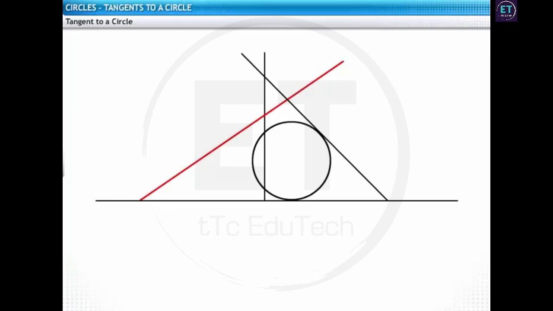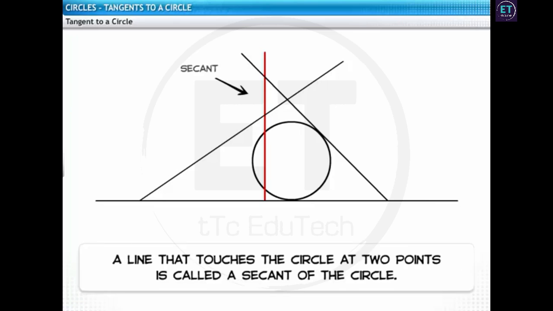Note that this line does not touch the circle at any point. Thus, it is not a tangent to the circle. Now, what about this line? This line touches the circle at 2 points. This line isn't a tangent to the circle either. A line that touches a circle at 2 points is called a secant of the circle.